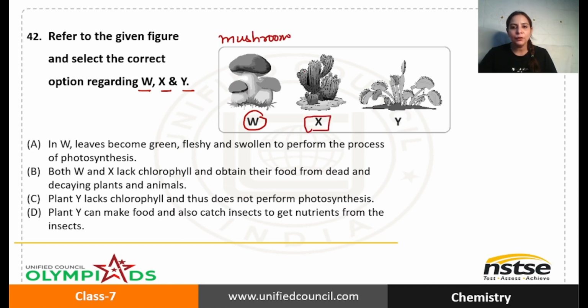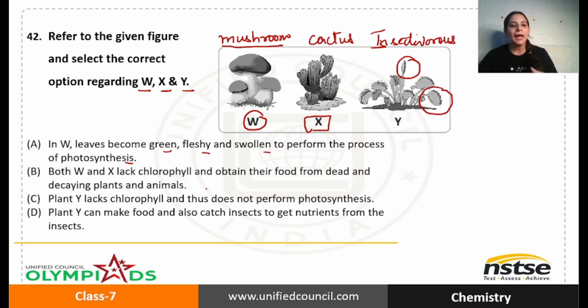This X, by looking at its structure, you can make out that this is a cactus. And third, again by looking at the leaves, you can make out it is one of the insectivorous plants, that is Venus flytrap. Okay, so now option A says in W, that means we are talking about mushroom, leaves become green, fleshy, swollen to perform the process of photosynthesis.